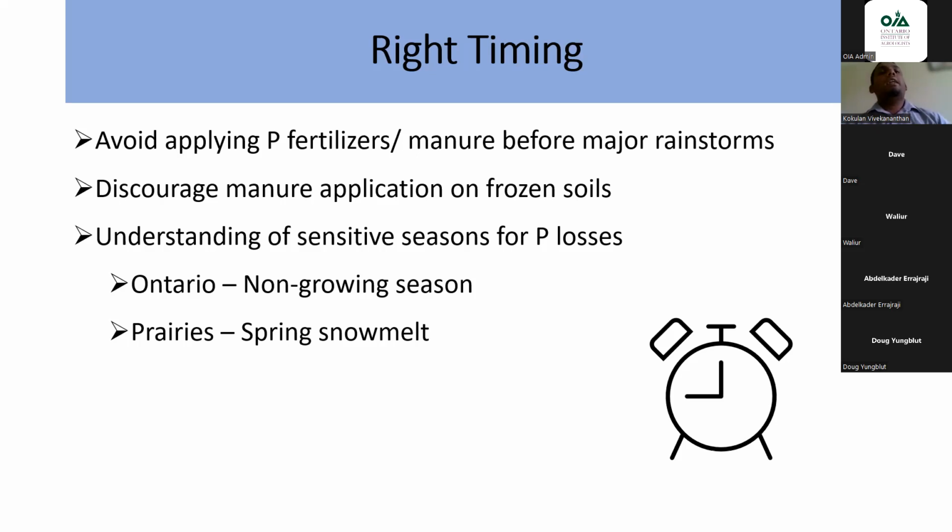And then understanding the sensitive seasons for phosphorus losses. For example, in Ontario, the sensitive season for phosphorus losses is the non-growing season, November to March. In the prairies, that's the spring snowmelt that occurs in March or April.